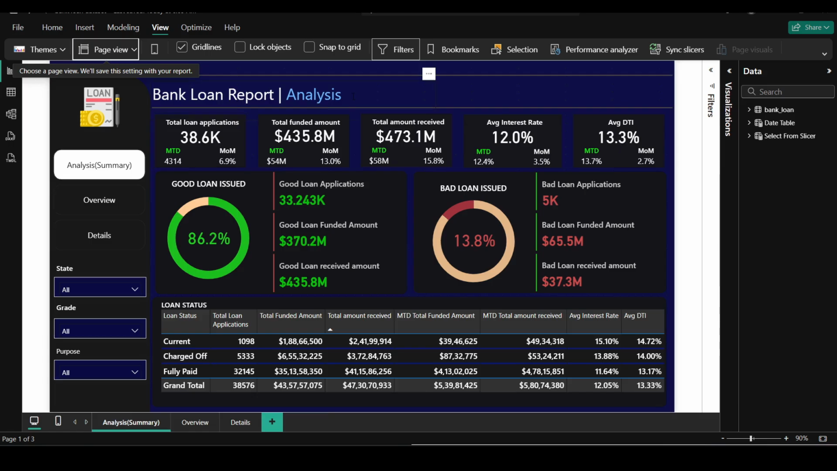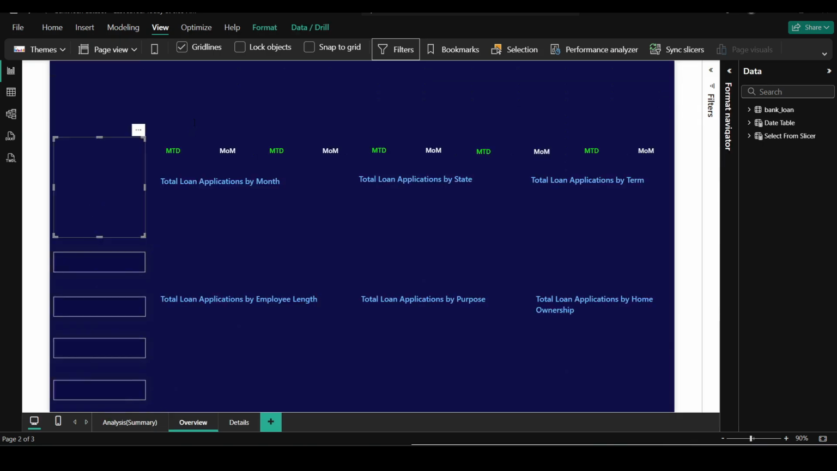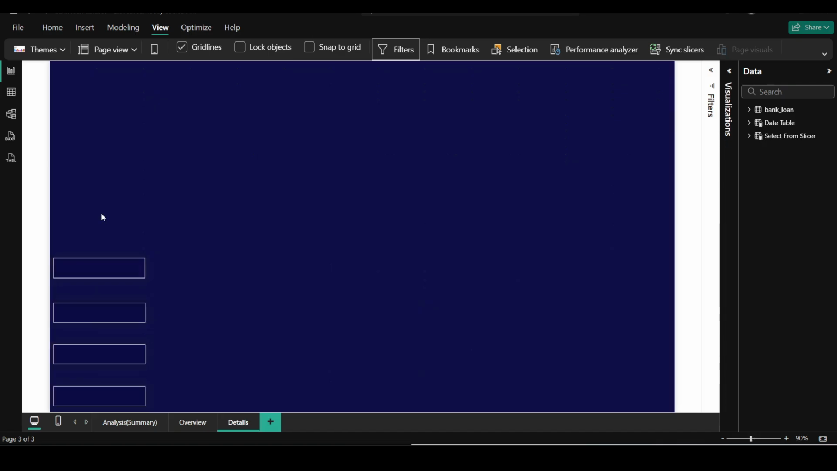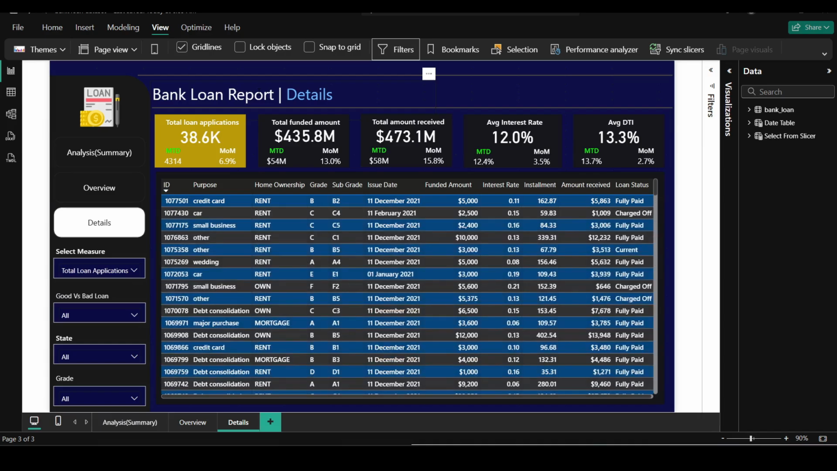So this project consists of three different pages. First is analysis, that is the summary of the project. It provides a comprehensive executive snapshot of overall bank loan activity and health. Then we have the second page, overview, which particularly breaks down loan applications and relevant KPIs by key dimensions for further pattern discovery, like total loan applications by month, by state, and all that. Then I have a details page where it enables granular record level exploration and validation of data. It specifically gives a tabular view of individual loans with fields like ID, purpose, home ownership, and etc.